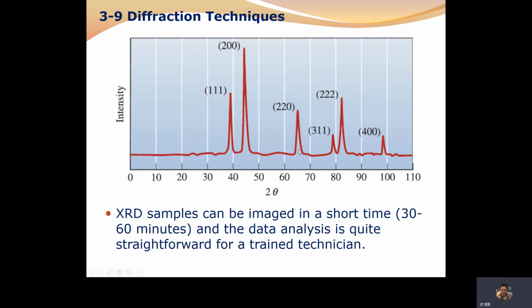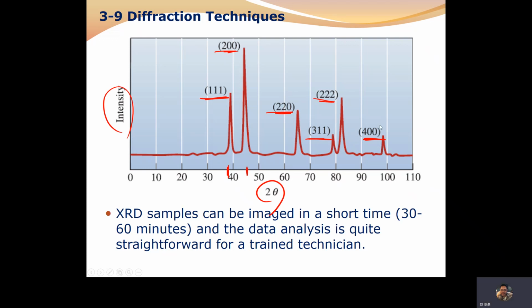This shows you an example. This is the data output from the XRD machine. After a material is characterized by XRD, we'll see the 2 theta and the intensity. At certain 2 theta, we'll find the specific planes 111, 200, 220, 311, 222 and 400.